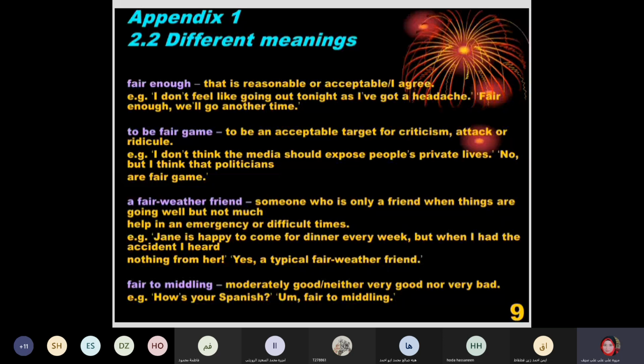Okay? So, as in the example here, I don't think the media should expose people's private lives. No, but I think that politicians are fair game. This person means that the politicians are all the time being criticized. They are all the time being attacked. No, this minister has done like this, and this is very bad, and he shouldn't have done this, and she shouldn't have done that. And we continue to criticize him and attack him and make fun of him. So this person is fair game.